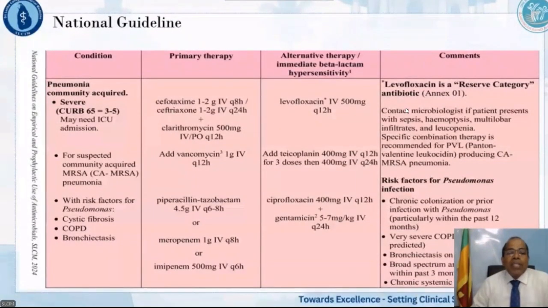So these are our national guidelines. According to the guideline, the primary therapy for severe pneumonia is cefotaxime or ceftriaxone plus oral or IV clarithromycin. You can add vancomycin if you are suspecting MRSA. In a severe case, especially with risk factors for pseudomonas, cystic fibrosis, COPD, and bronchiectasis, you can think about piperacillin-tazobactam, meropenem, or imipenem.